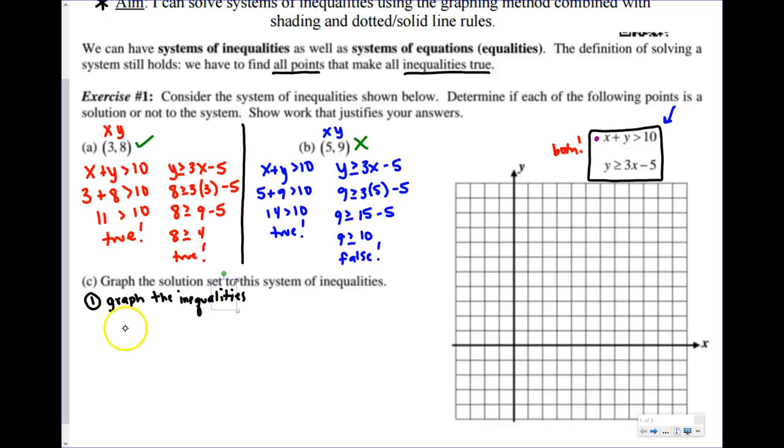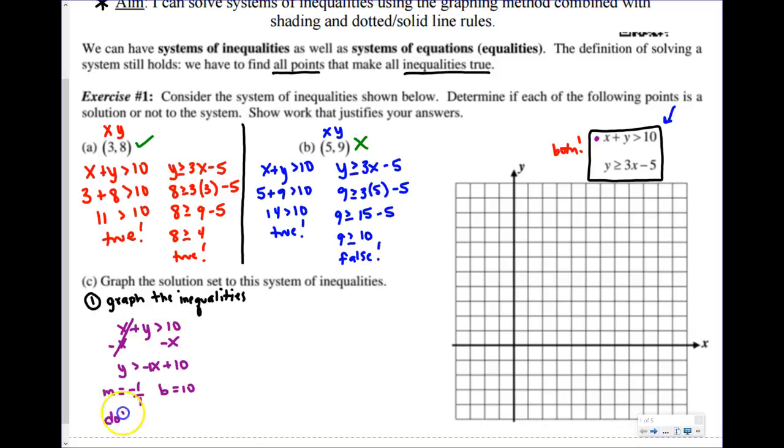So here's the purple one. X plus y is greater than 10. I need this in y equals form, so I'm going to subtract the x on both sides. The x's cancel out, and I get y is greater than negative x plus 10. This gives me, there's an invisible negative 1 here. Now I can put this in my calculator, or I can remember that m is negative 1 over 1, and b is 10. Either way works. I also have to remember, because I'm working with a greater than sign, I'm going to have a dotted line.